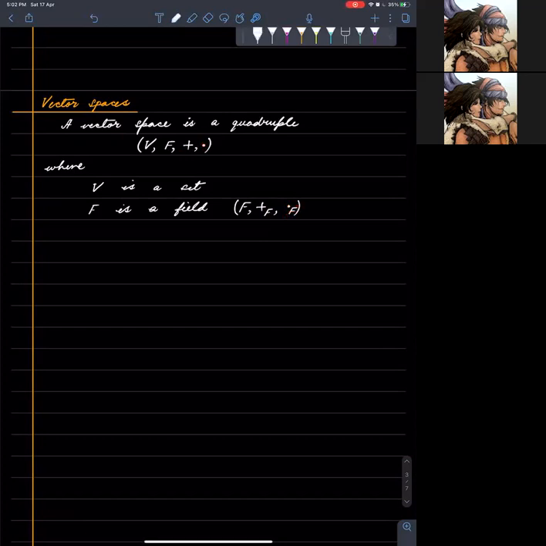So V is a set and F is a field, and plus is a binary operation which we call addition. We call this the addition of the vector space. One should not confuse this with the addition of the field. And a scaling operation, which is defined from F cross V to V. So F is also called the scalar field of the vector space.